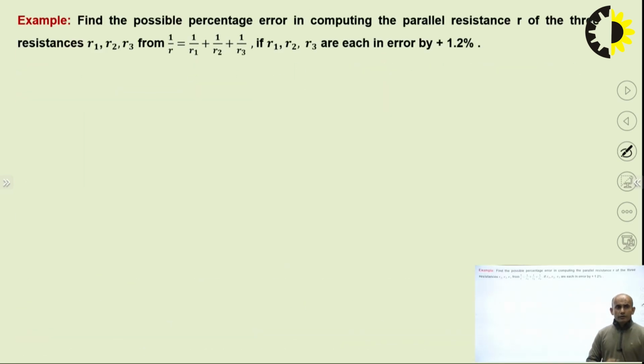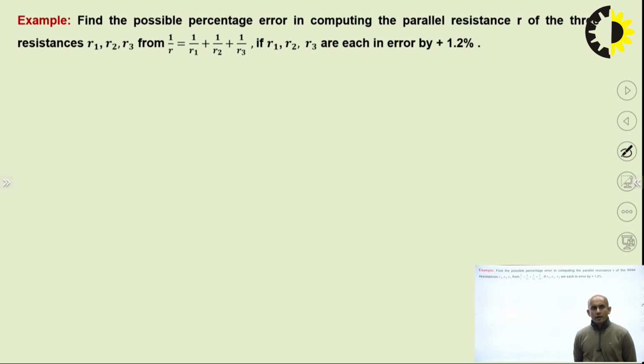Now we have one more example here, in which we have to find the possible percentage error in computing the parallel resistance R of three resistances R1, R2 and R3, and we have a relation which is 1 upon R equals 1 upon R1 plus 1 upon R2 plus 1 upon R3.